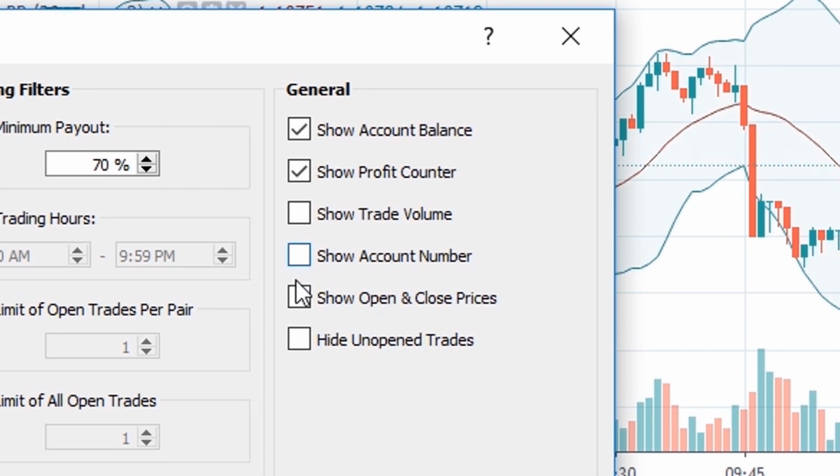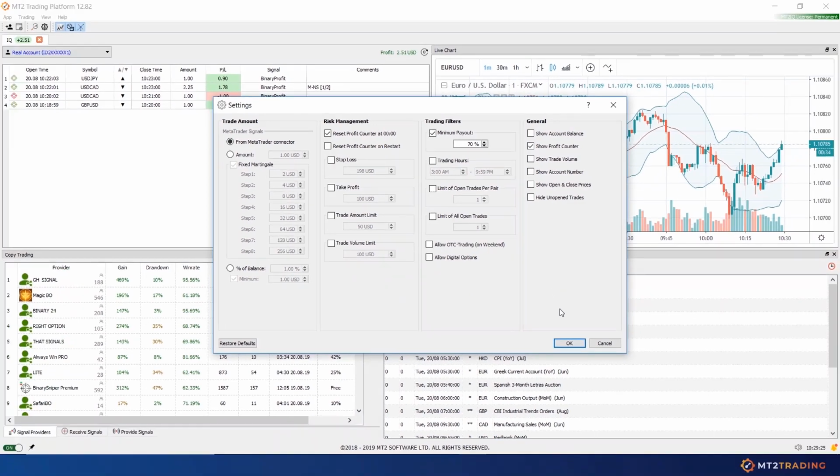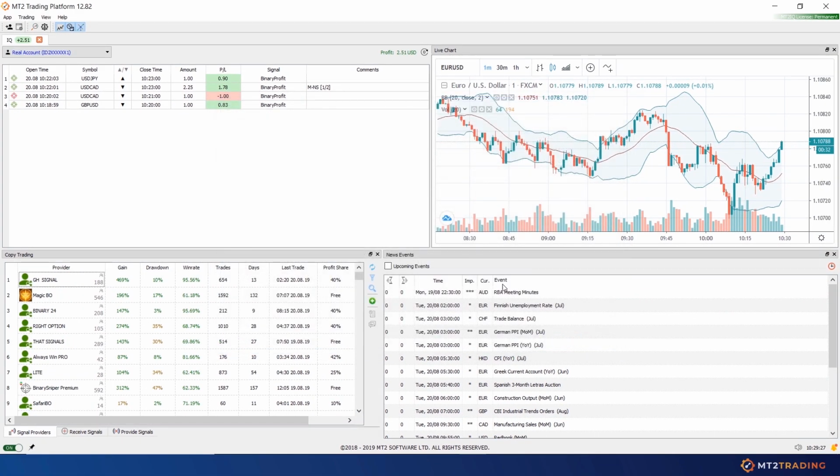Show open and close prices. With this option, you can choose to have your trades table display the opening price and the closing price of each trade. Hide unopened trades. This parameter allows you to display or not to display the operations that due to an error failed or could not be carried out.